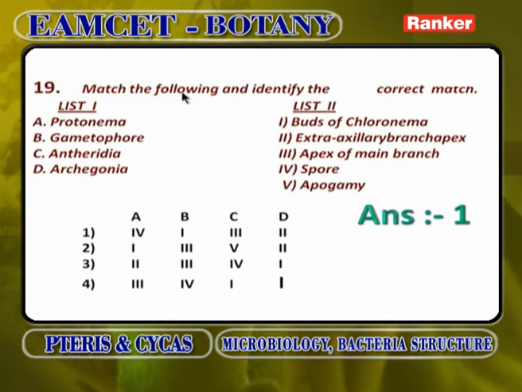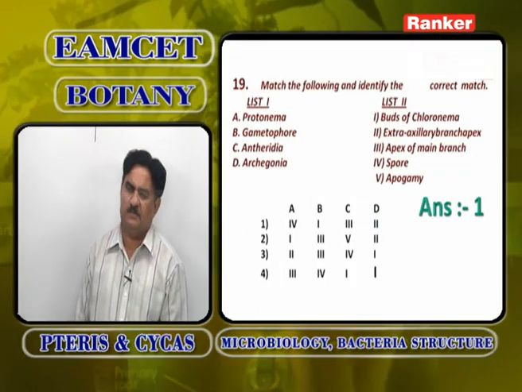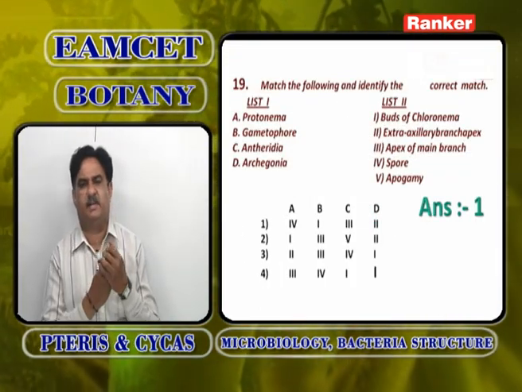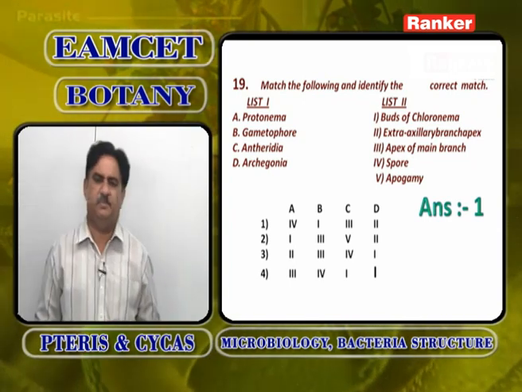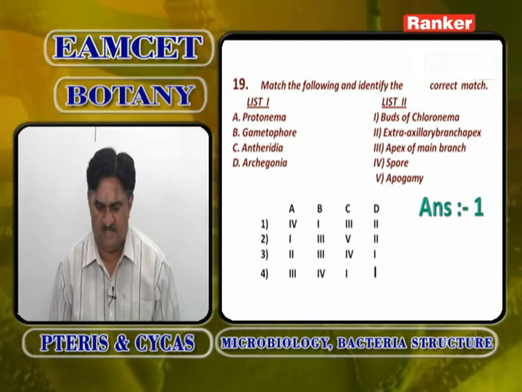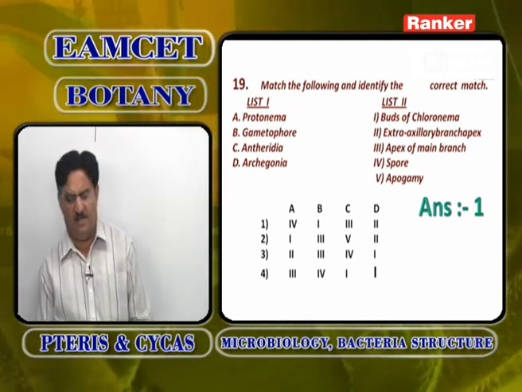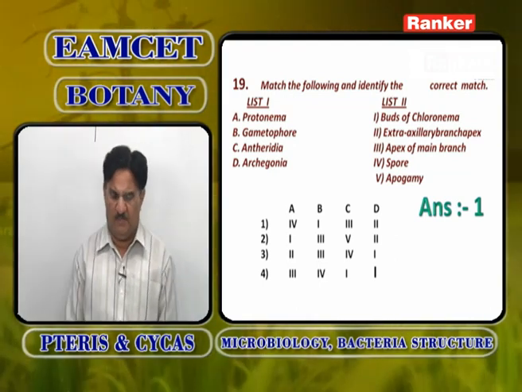This is another matching one. List 1, list 2. Protonema, gametophore, antheridia, archegonia. Buds of chloronema, extra-axillary branch, apex of main branch, spore and apogamy. It is also the first option because A4: protonema comes by the germination of spores. Every spore contains an outer exospore and an inner endospore. A special feature of the spore is that it contains chloroplast. Once it germinates, it produces either one germ tube or 2 germ tubes which convert into the juvenile stage in Funaria called protonema. So protonema develops from the spore.